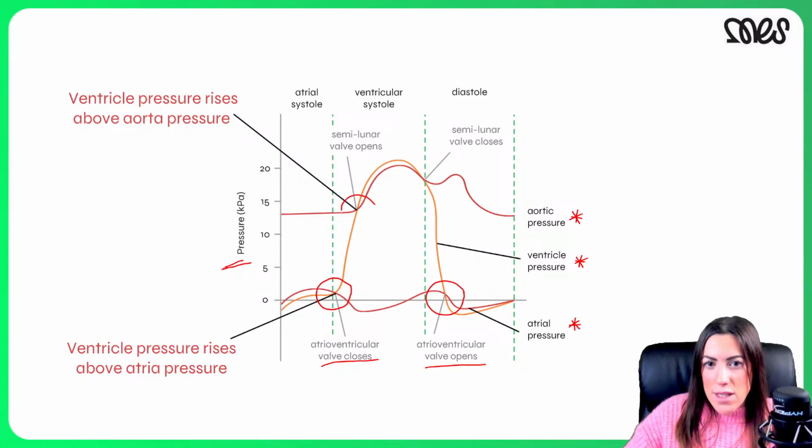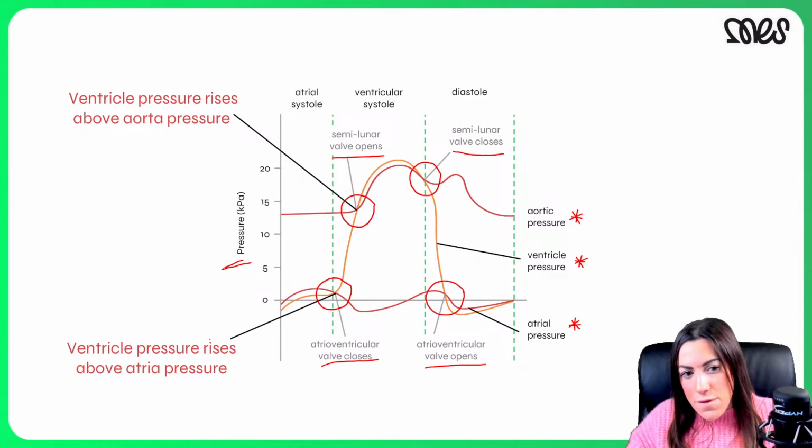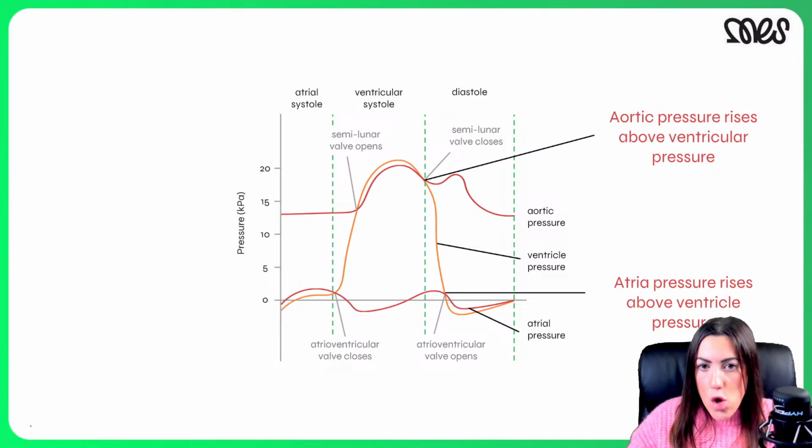Let's look at these ones which are linked to our semilunar valves. This one here, the orange line, the ventricular pressure, has just gone above the aorta pressure, the artery pressure. When the ventricular pressure goes above the pressure in the artery, it pushes the semilunar valve open. And over here, we've got the pressure in the aorta. If you look, I know it's hard to see, but the red line is now above the orange line. So the pressure in the aorta is now higher than the pressure in the ventricle. And that's what pushes the semilunar valve closed. Okay, so you've got pressure changes linked to valves opening and closing.